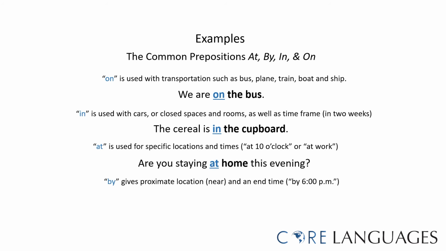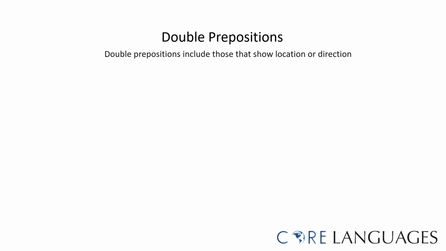Or, are you staying at home this evening? By gives proximate location. And we can also use by for an end time. For example, by 6 p.m. or no later than 6 p.m. Or I am waiting by the entrance. Double prepositions are frequently used to express direction. For example, into, onto, out of, upon, and up to.